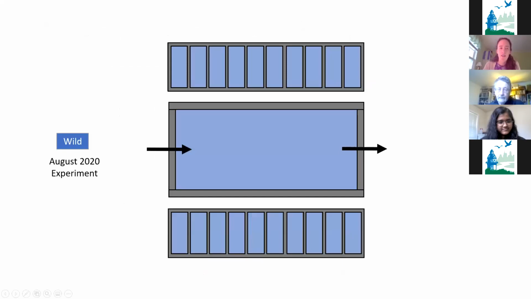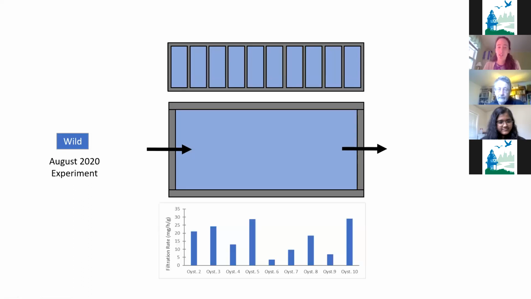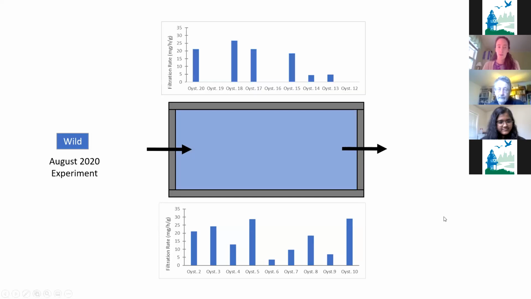And also, just to highlight the variability of each oyster's filtration rate, I'm going to use this schematic of the chamber and its studio apartments to show you. So what I'm going to do is overlay each oyster's filtration rate for the August wild oyster experiment to the studio apartment they were placed in for that experiment. The y-axis on this graph and the one that just popped up is the oyster's individual filtration rate per gram of dry tissue weight. So this just shows the variability in each oyster that does contribute to the error bars that we've seen in the previous slides.